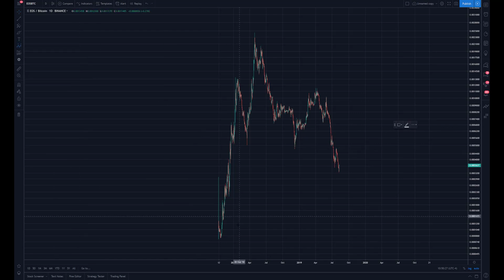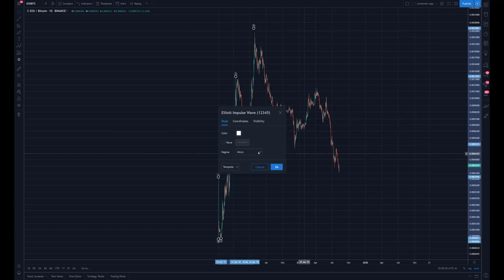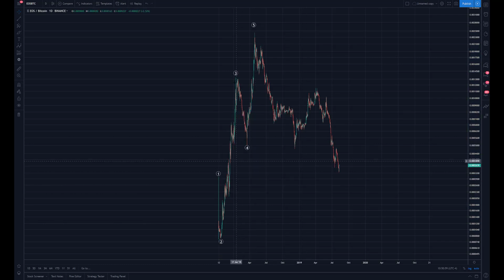And if we take it from there, we can see that this big peak was wave 1. It retraced, let's say, 98% or 94%. That was wave 2. Then it went vertical on 3, corrected on 4, and placed a wave 5 to complete the impulse. So that is a classic impulse sequence.